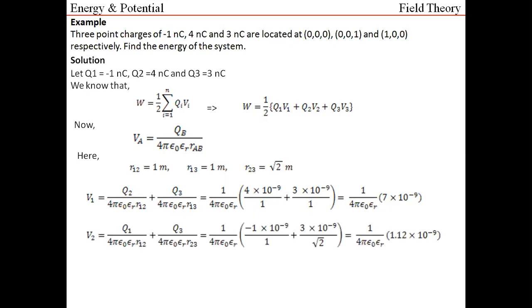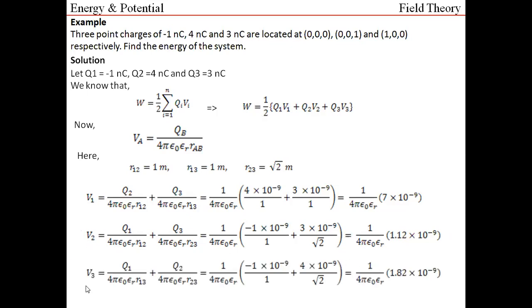Similarly, I can calculate the value of V2. V2 would primarily be because of Q1 and Q3. If I substitute the relations, this is the value that I would get. In the same way, I can calculate V3, which is because of Q1 and Q2. The resultant value would be this.